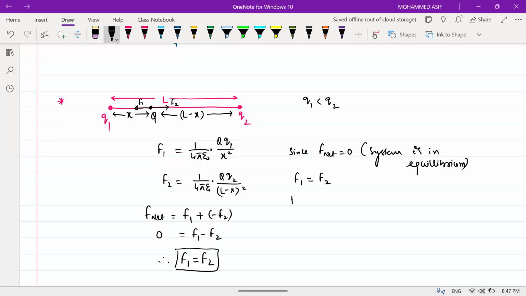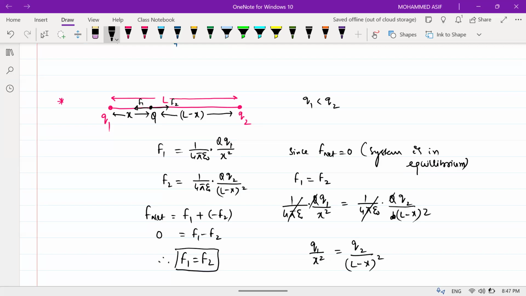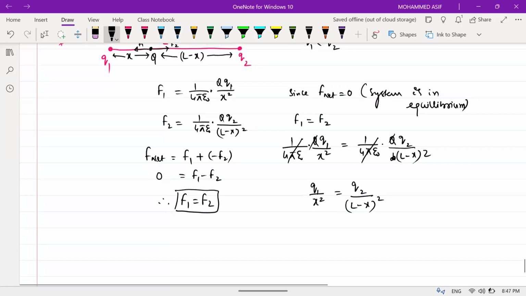So F1 value is how much here? 1 by 4 pi epsilon naught into capital Q into Q1 divided by x square, that is equal to 1 by 4 pi epsilon naught into capital Q into Q2 divided by (L minus x) whole square. 1 by 4 pi epsilon naught and capital Q will get cancelled. So it is Q1 divided by x square is equal to Q2 divided by (L minus x) whole square. Clear? Yes, sir.